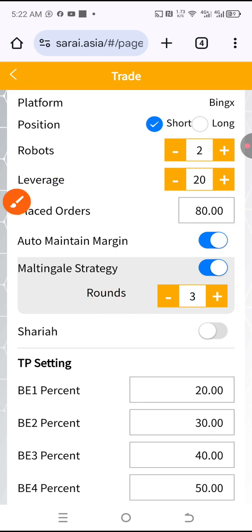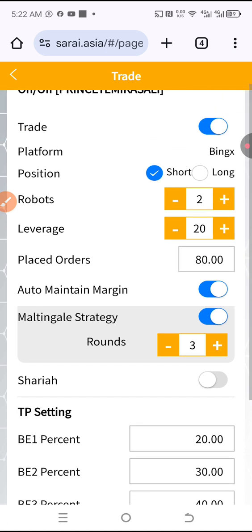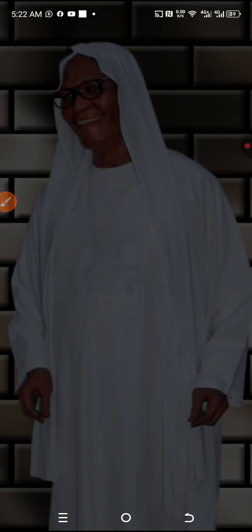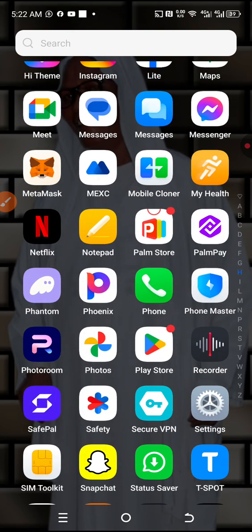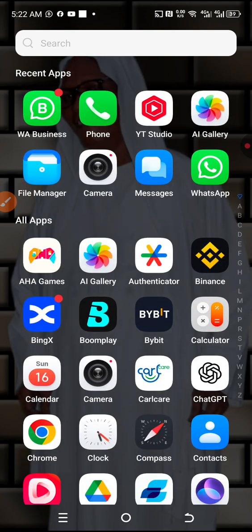That simply means after you've done your place order, what is your place order? Let's talk it out. How much are you trading with? Assuming you're trading with $100. Let me look for the calculator. Okay.